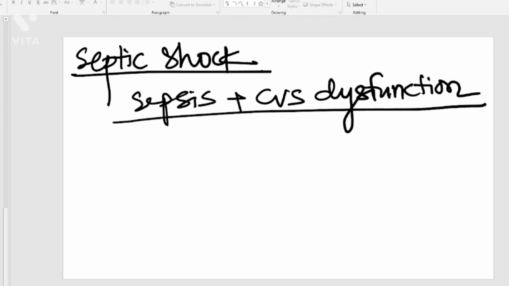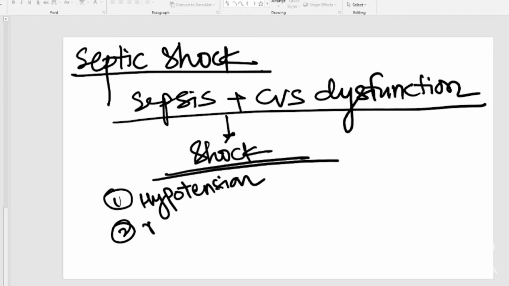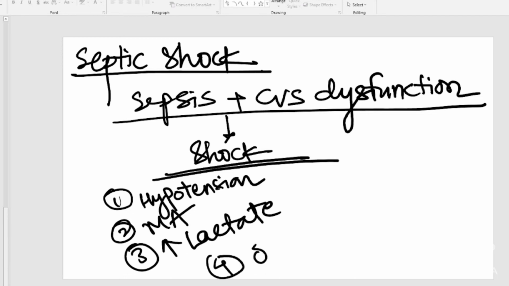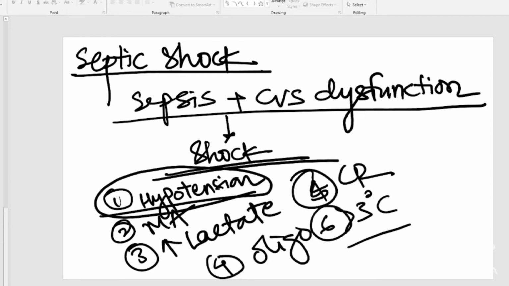So shock includes hypotension. Second one is metabolic acidosis. Third one is increased lactate level. Fourth one is oliguria. Fifth one is CRT. Sixth one is core temperature more than 6. If the first one is present, then you can say the patient is in septic shock, and out of these last five, two of them are present.